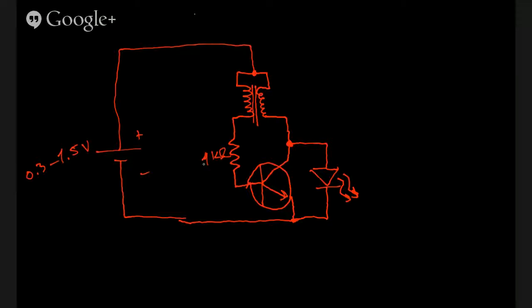This is a circuit called a Joule Thief. And it's not very many components here. We have a battery as a power source, a single resistor. This is a transformer, and it's a 1-to-1 transformer. We'll look at that in a second. And a transistor, and our load is an LED.